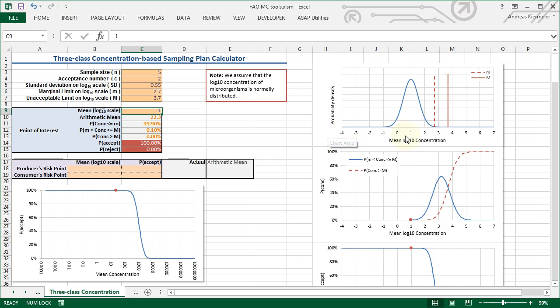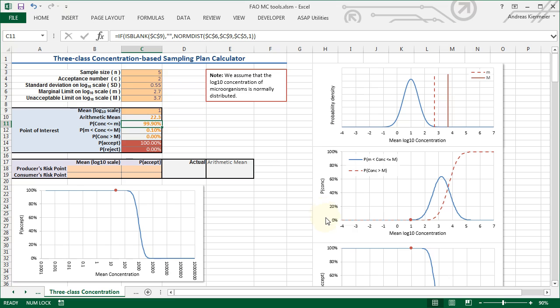Now, the three graphs here on the right-hand side provide some additional information that you might be interested in. The first plot shows the normal distribution with a mean log 10 concentration of 1, the one that we specified in our point of interest, and we can see that the vast majority of this curve lies to the left of the marginal limit, and in fact this is the 99.9%. And we have the two marginal and unacceptable limits also drawn in on this graph.